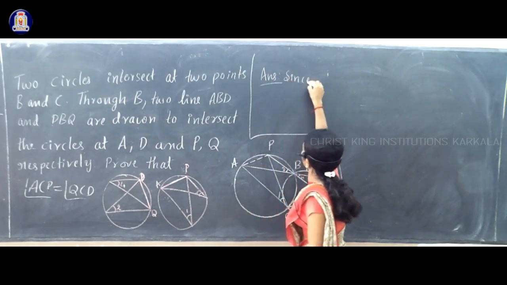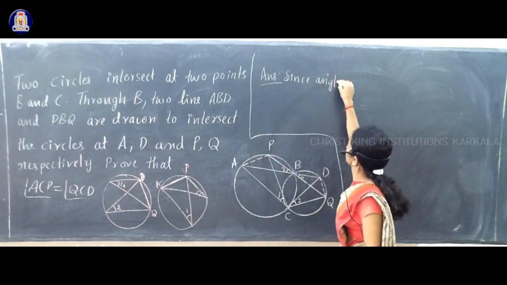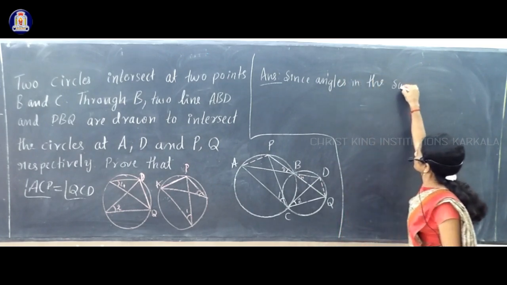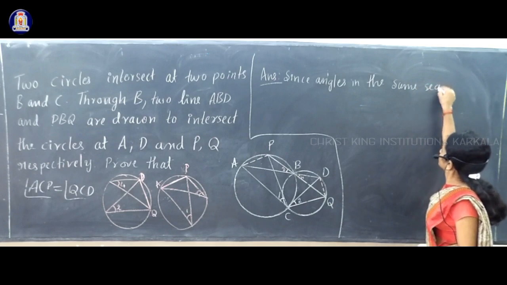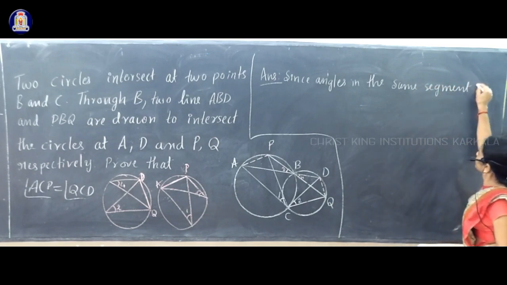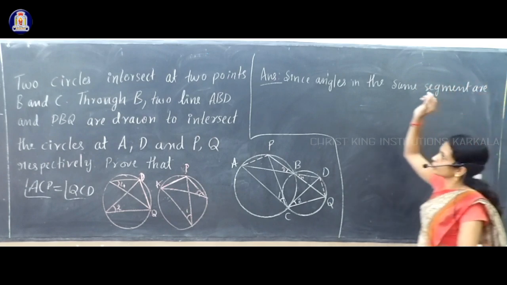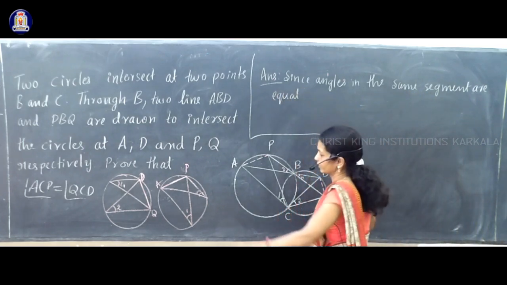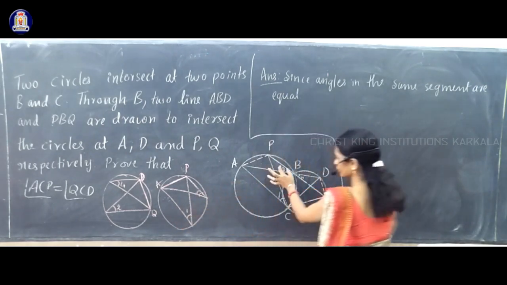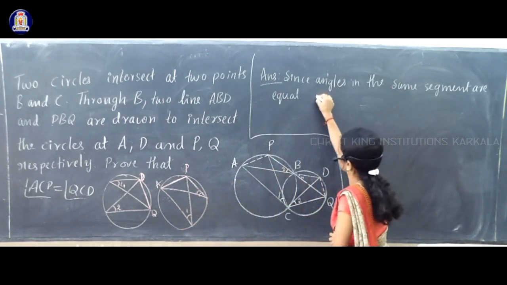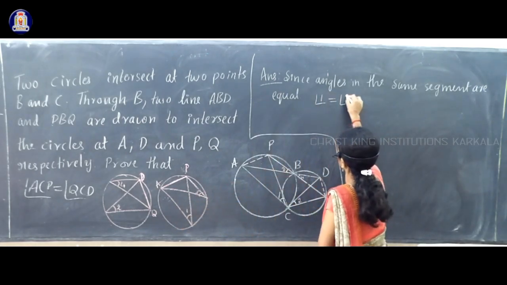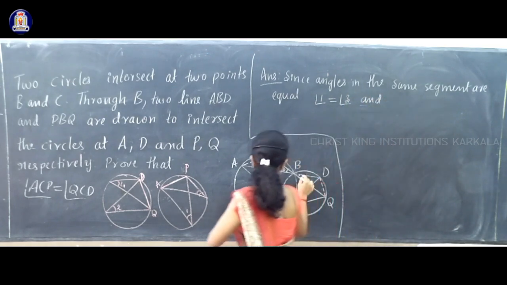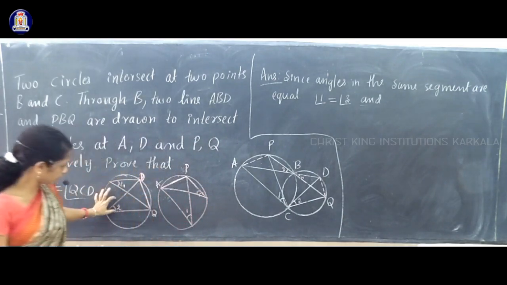Since angles in the same segment are equal, we can write angle 3 is equal to angle 1. Here you have angle 3 is equal to angle 1, angle 1 is equal to angle 3, and on this side you have angle 4 and angle 2.